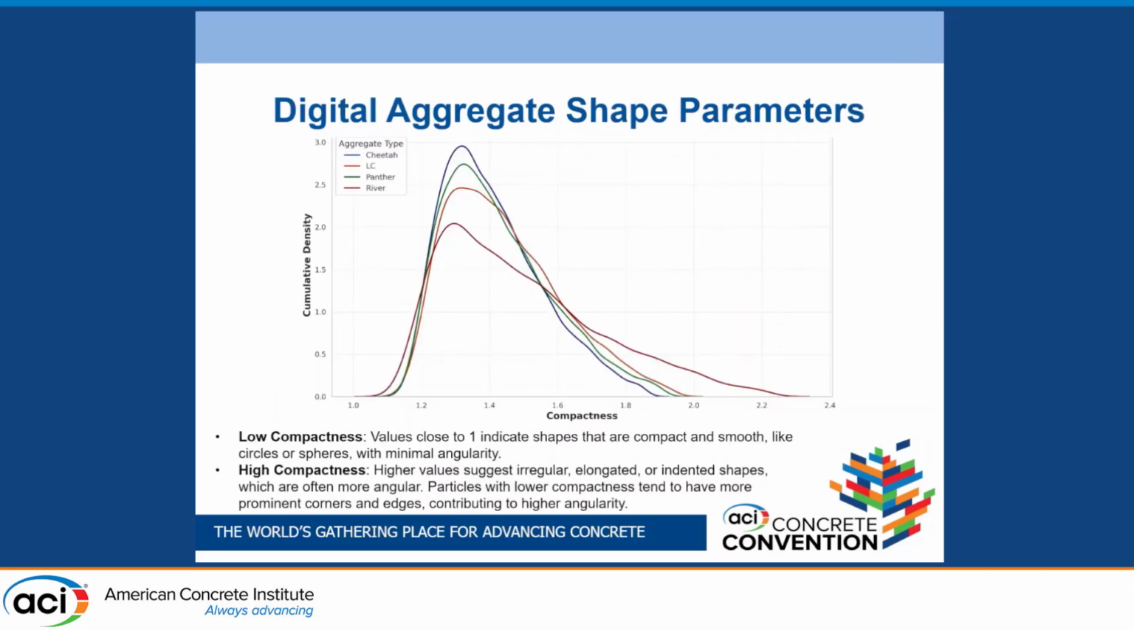The example parameter we looked at here is the one we called compactness. The values closest to 1 indicate that the shapes are compact and smooth. However, if you have high compactness, it would talk more about irregularity, elongated, or indented shapes, which we could correlate to angularity of material.